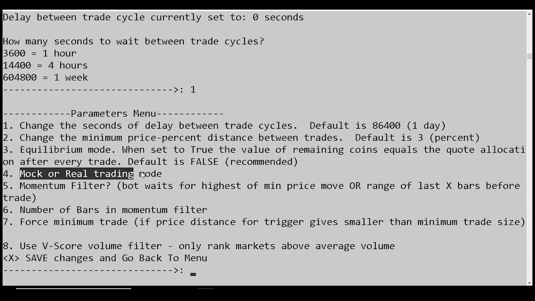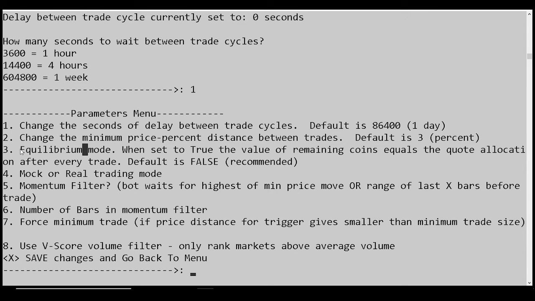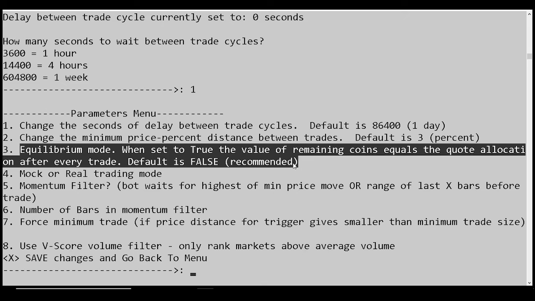So menu option number 4 is mock or real. By the way, I do not recommend using equilibrium mode. Some people have wanted it. They like the concept of rebalancing, and basically this is like rebalancing, but preemptively. The trade that you're placing creates the balance rather than placing a trade and then rebalancing afterwards, which is, in my opinion, inefficient.